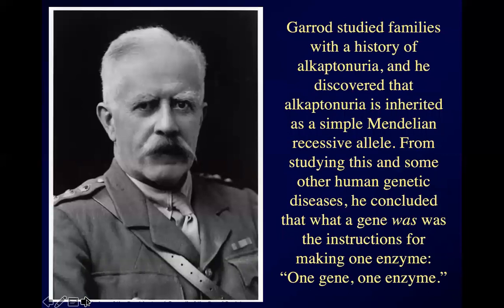The reason that's significant is Garrod studied families with a history of alkaptonuria, and he discovered that alkaptonuria is inherited as a simple Mendelian recessive allele. And if you have two copies of the normal gene, you don't have it. If you're heterozygous, you don't have it, but you're a carrier, you can pass it on. And if you've got two copies of the recessive allele, you have alkaptonuria.